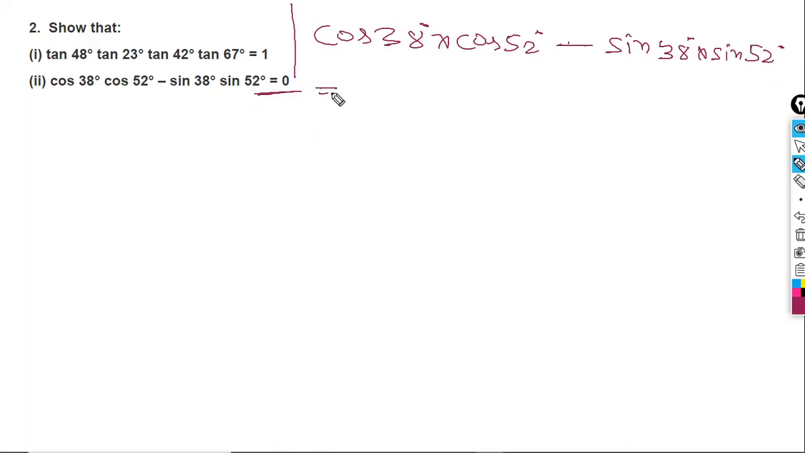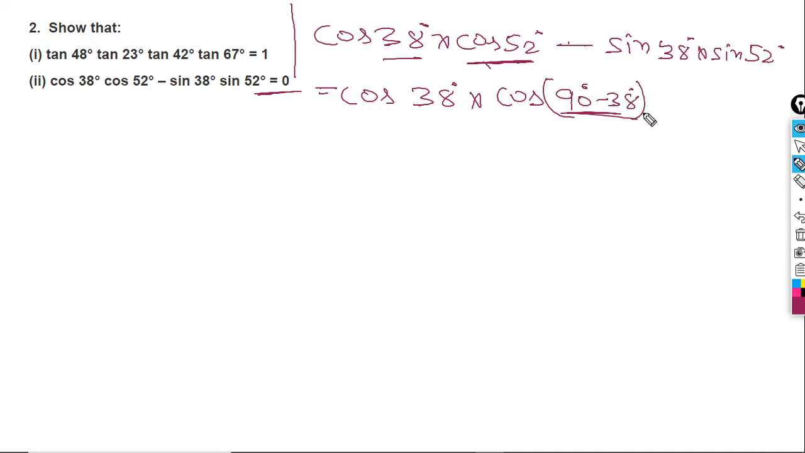Now you see, here you can see 38 plus 52 is equal to 90. So we can write cos 38 degree into cos (90 minus 38), because we know 90 minus 38 equals 52. So 90 degree minus 38 degree. Here minus, come to here, sin 38. And here you have sin 52. Okay, we'll write that.